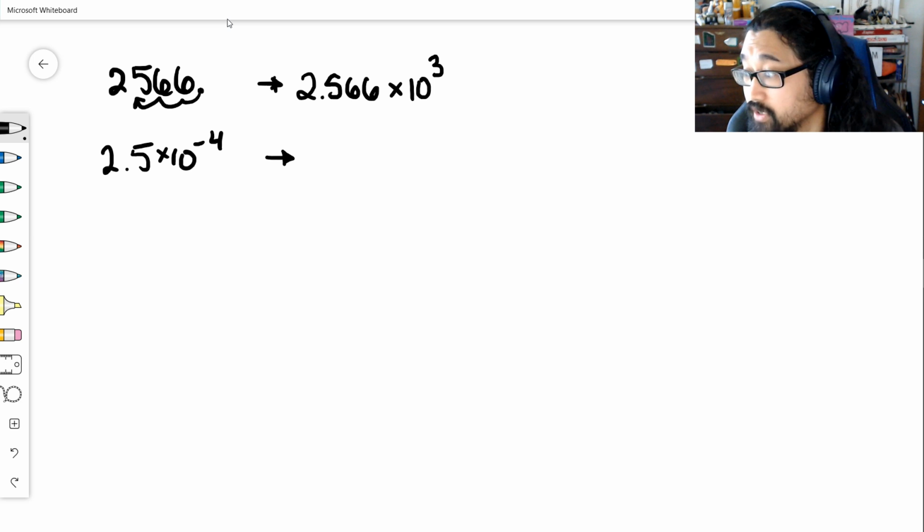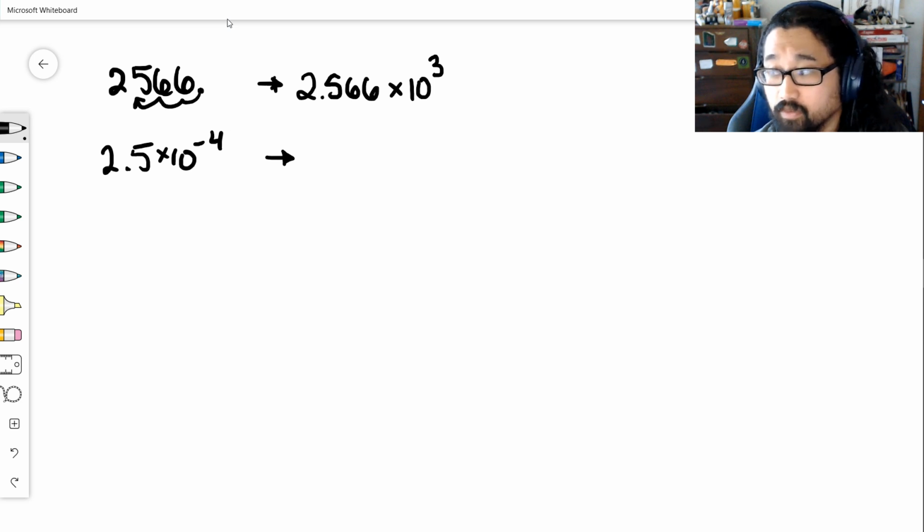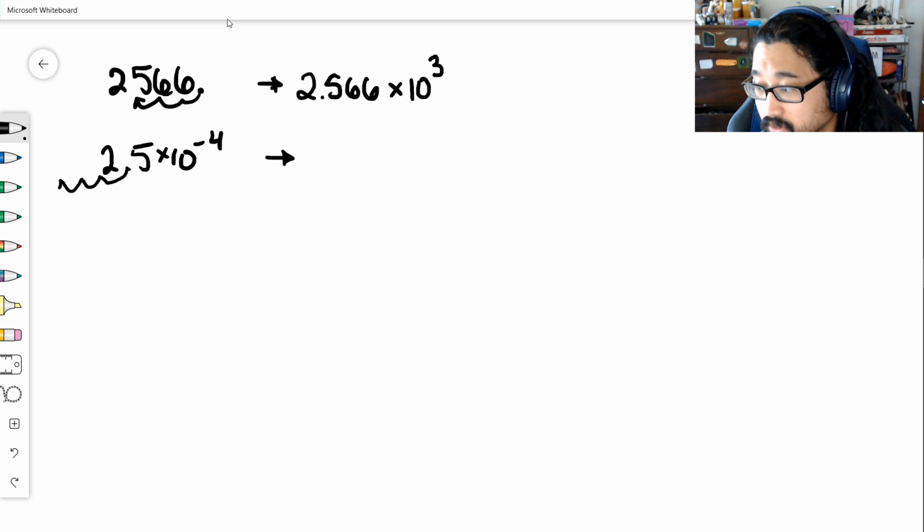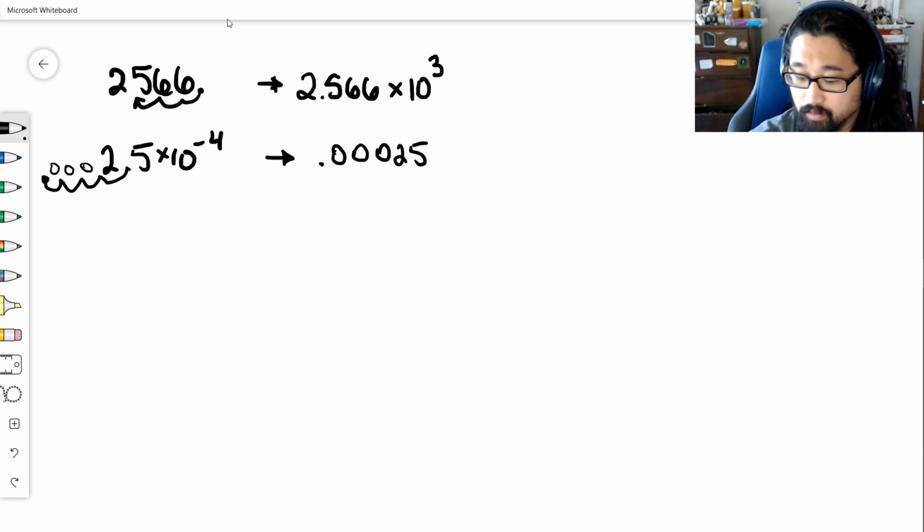So in order to do this, I have to take this decimal place and move it 4 spots. Because my exponent is negative, my original number is smaller than 1, so I need to move it 4 spots to the left. So I need to move it 1, 2, 3, 4. So I'm going to have 0, 0, 0. So this should be 0.00025. There's the original number.